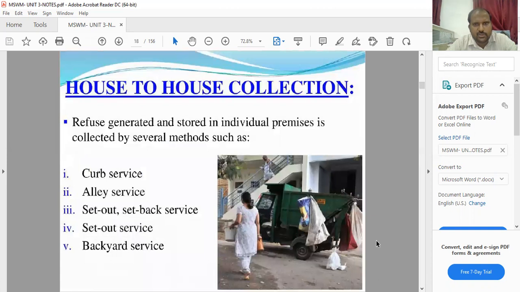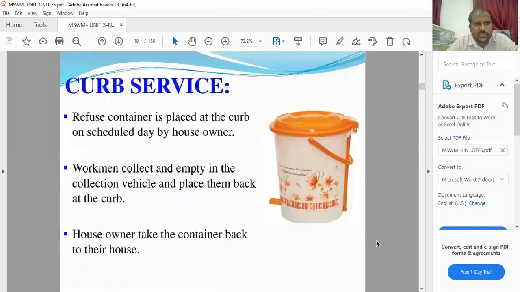And these are the house-to-house collection systems. Refuse generated and stored in individual premises is collected by several methods such as curb service, alley service, set out and setback service, set out service, and backyard service. In curb service, the refuse container is placed at the curb on the scheduled day by the house owner. Then the workman collects and empties it into the collection vehicle and places it back at the curb. Then the house owner takes the container back to the house.